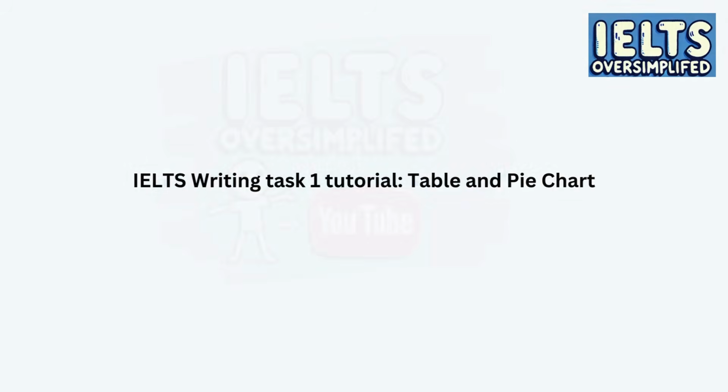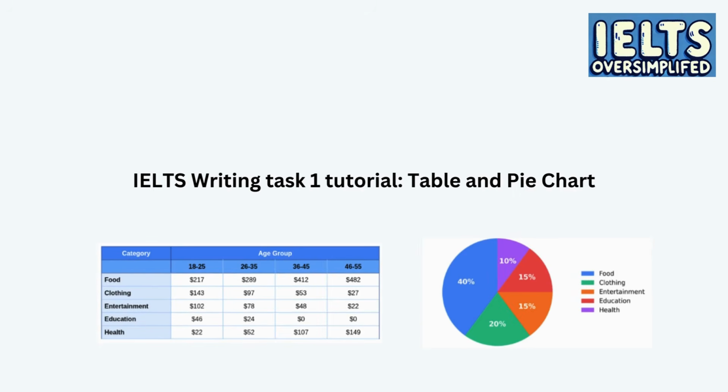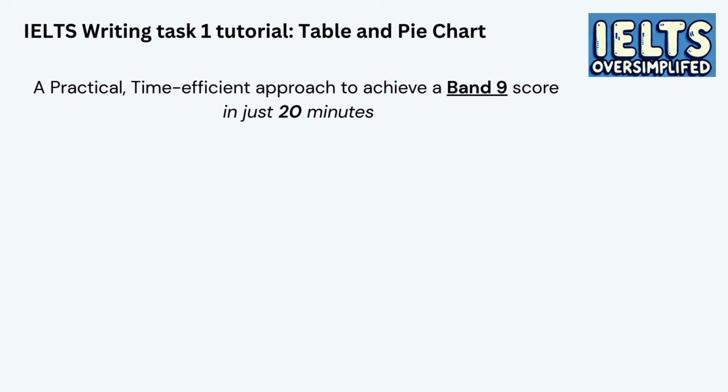My name is Lily. Today, we're tackling an IELTS writing task, one question that combines two visuals, a table and a pie chart. This combination appears regularly on the test, so it's essential to know how to handle it. I'm going to show you a practical, time-efficient approach that will help you achieve a Band 9 score in just 20 minutes, as well as a bonus lesson at the end of the video.